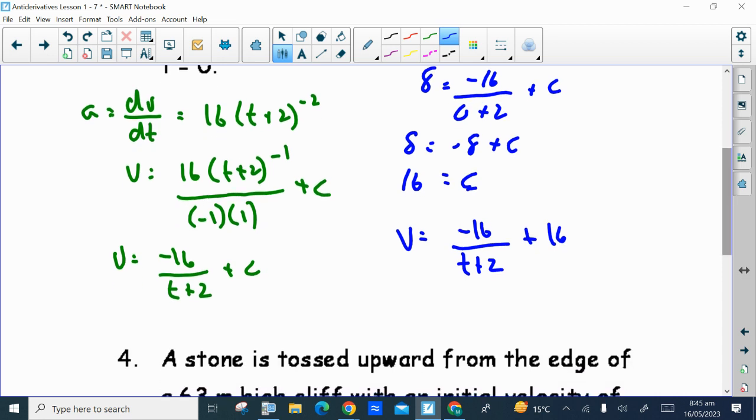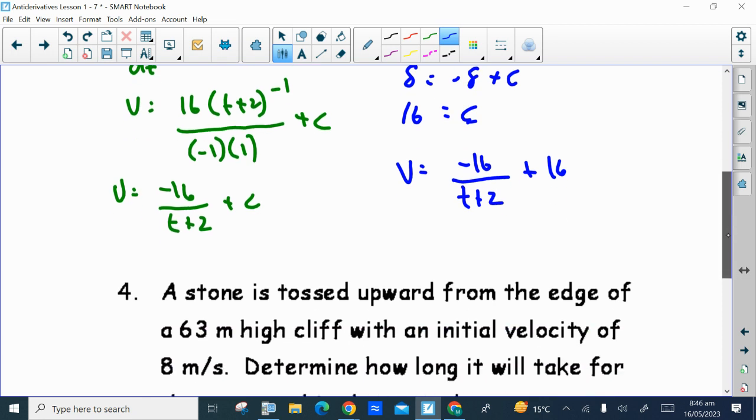You could add those two terms together by getting the common denominator of t plus 2, and that would allow you to write it as one rational expression. Not required, but it could be done.